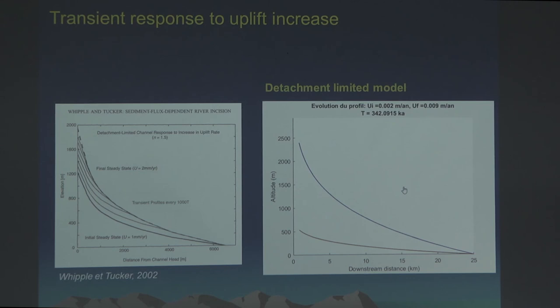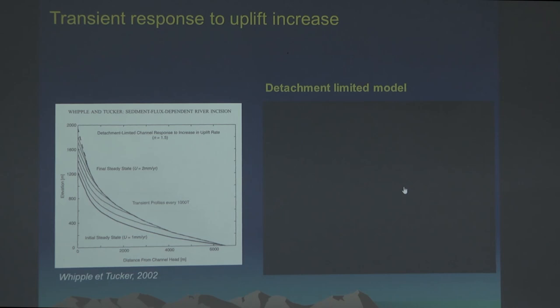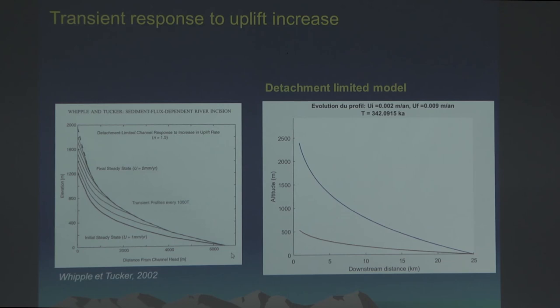I think I have a movie. So you see the response. You see it's propagating that way. After a few million years, the river has fully equilibrated with the new uplift rate. But if you consider that the response time of the river is very long, maybe you will be in some kind of transient situation where you still have the nick point here, and the upper part of the river is still maintaining the former geometry.